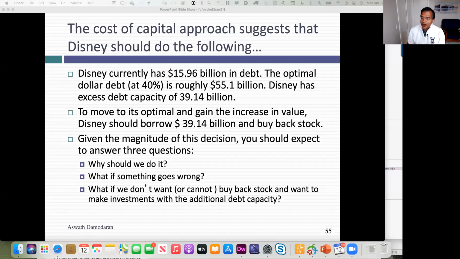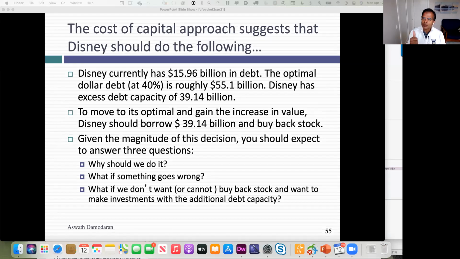And I'm going further, right? I'm asking them to borrow $39 billion, which to begin with is a huge amount of debt, and buy back stock or pay dividends with that debt. That's a hugely consequential decision. And my guess is if Disney is doing its job, it'll have at least 3 questions to ask and get answered before it jumps down this path. And these are 3 generic questions that always come out of a capital structure analysis.